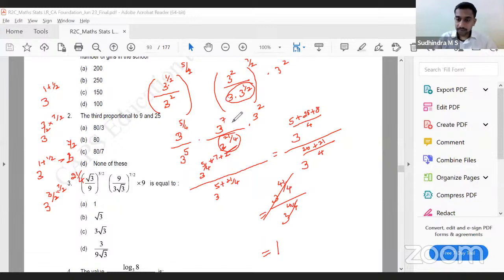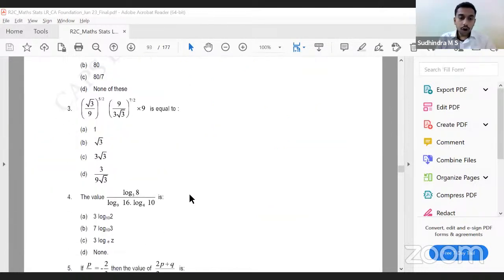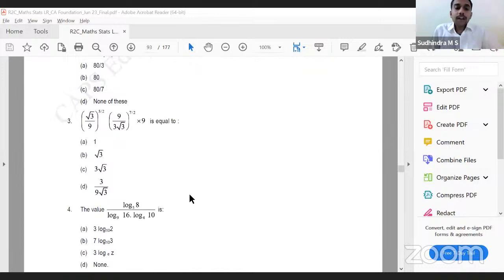Next question. Question number 4. The value of log 8 to the base 3 divided by log 16 to the base 9, into log 10 to the base 4. Option A, 3 log 2 to the base 10. Yes. Let us solve, then we'll discuss.